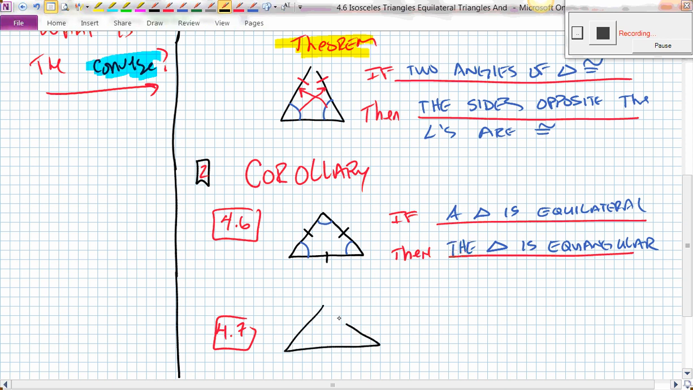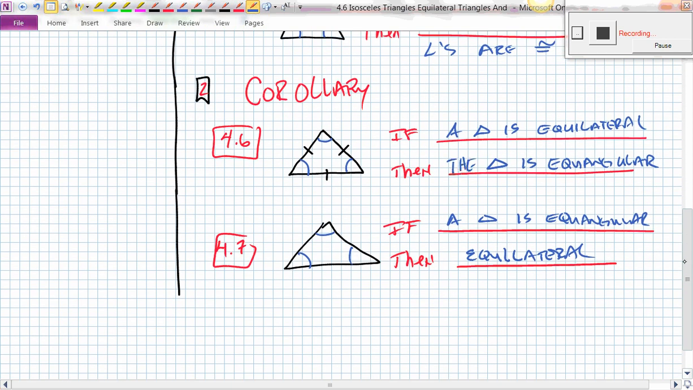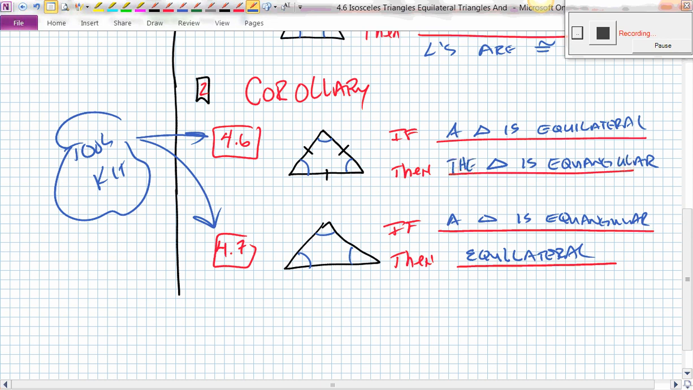Okay, in the spirit of the lesson, what do you think the converse is? You got it. If a triangle is equiangular, then it is equilateral. Okay, so those are the corollaries, and you might want to put those tonight in your toolkit as well. What would we call that? Corollary 4.6 and corollary 4.7, yep.